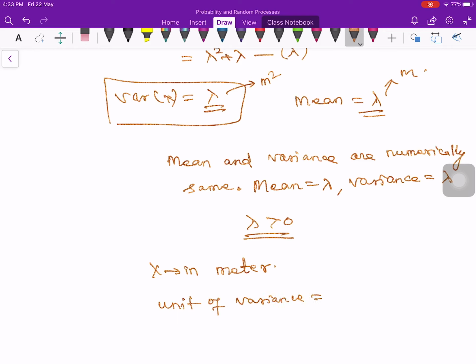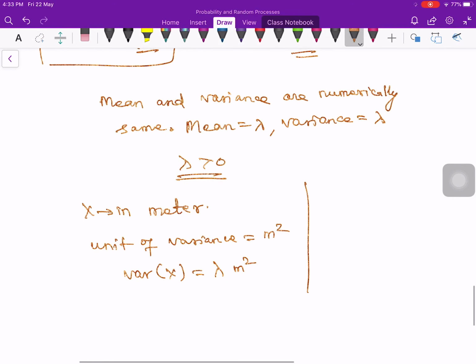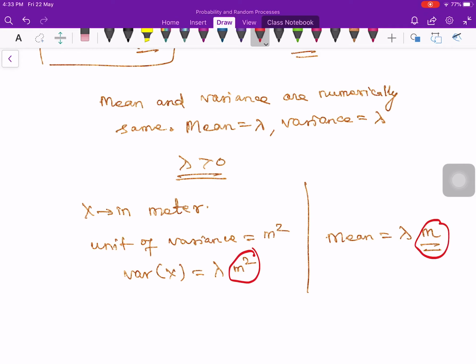Variance equal to meter square. Therefore, variance of x is equal to lambda meter squared. Similarly, the mean is equal to lambda, but the unit is in meter. That's it. So the unit is different. That is the point I want to stress here. So numerically they are the same, but unit-wise they are different.